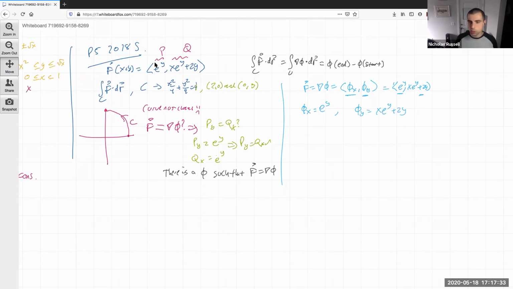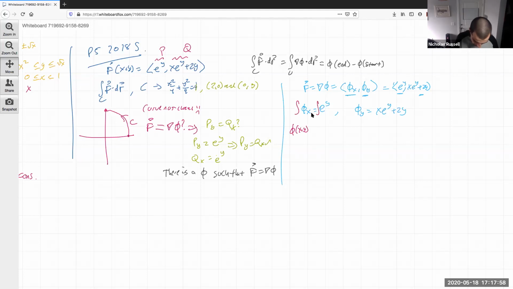And now my goal is to try to come up with my potential function such that the derivative with respect to x is this, derivative with respect to y is that. So you can take either one at the moment and integrate it, because we need to get back up to my original potential function. So I'm at a derivative, I want to integrate. This guy right here, we can integrate this with respect to x.